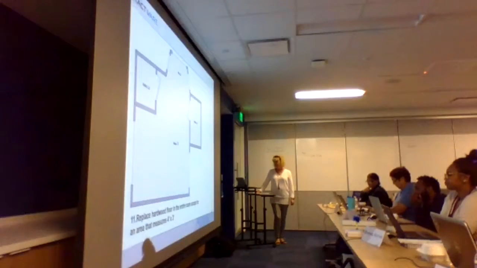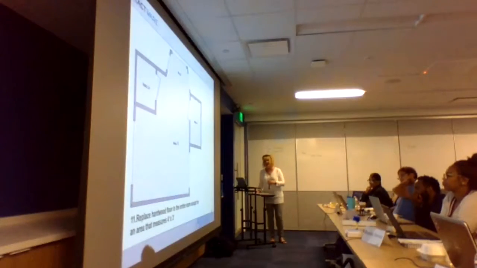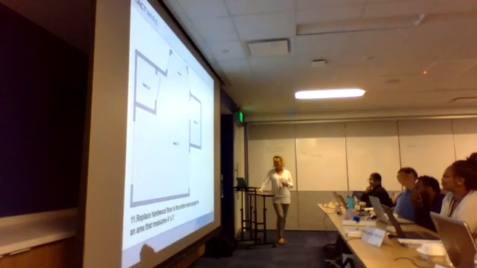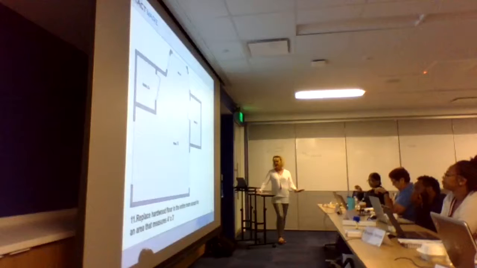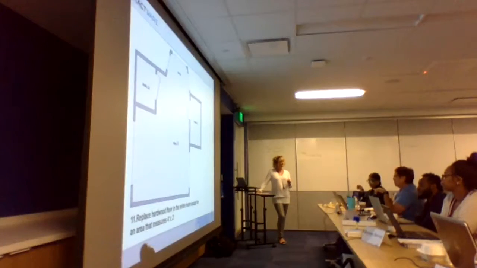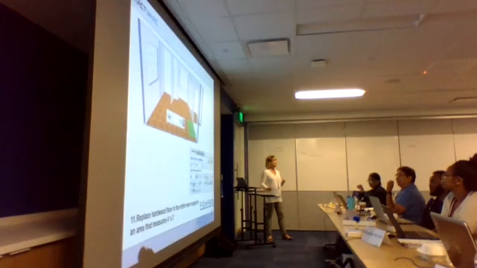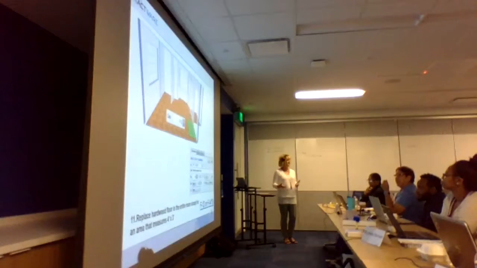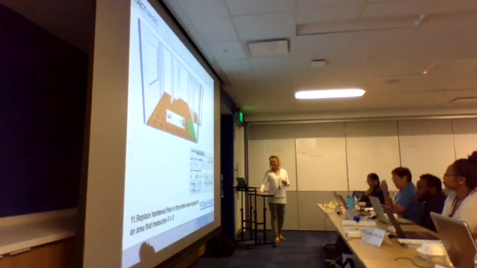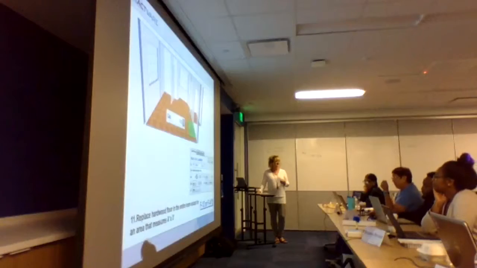Replace hardwood floor in the entire room except an area that measures 4 by 3. How do I replace all the flooring? Just F. So F minus, because it's telling me to take it out, right? An area of 4 by 3. So what is my calculation? F minus 12, or F and then in parentheses, 4 times 3. Don't overthink it like I did.